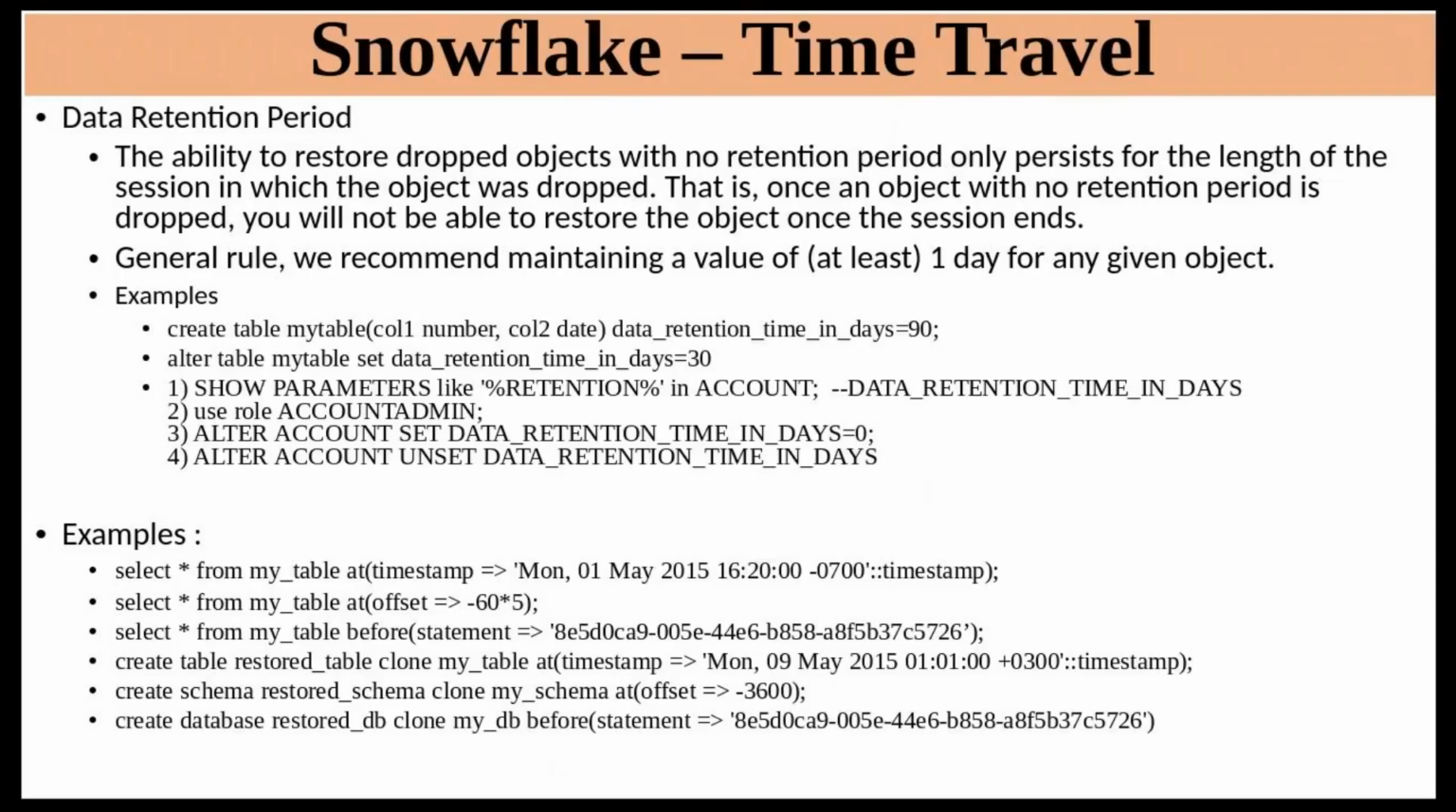You created a table today at 10 o'clock, and at 11 o'clock you inserted about 50 records. At 12 o'clock, you are trying to do a time travel and say select star from table, and you have given a timestamp at 9 o'clock. What happens? Nothing will be there. It will throw you an error because the object itself does not exist at 9 o'clock. The time travel can be done from the time when the object was created.